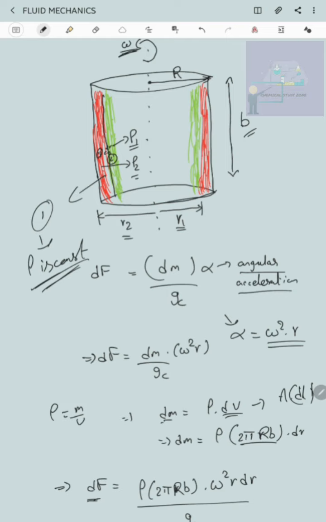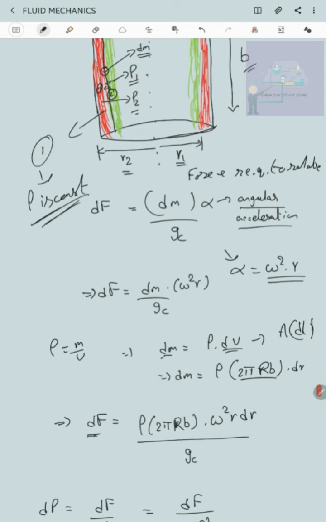So the force required to rotate the beaker is dF equals dm into alpha by gc. As I am considering a small part at this interface, its mass will be dm. I will find the pressure difference at the small part and then integrate over the entire system. So the small pressure force equals dm into alpha by gc. Here alpha is the angular acceleration, which is nothing but omega square into r, where omega is the angular velocity.